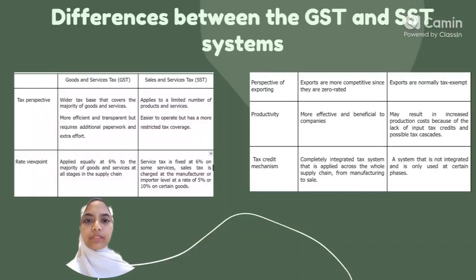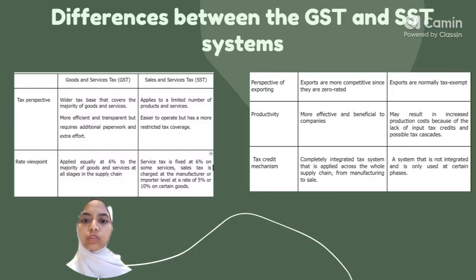Hi, my name is Zalifatul Bari'ah and I want to talk about the difference between the GST and SST systems. From a tax perspective, GST has a wider tax base that covers the majority of goods and services. GST is more efficient and transparent, but it requires additional paperwork and extra effort. Sales and service tax applies to a limited number of products and services, and it is easier to operate but has more restricted tax coverage.